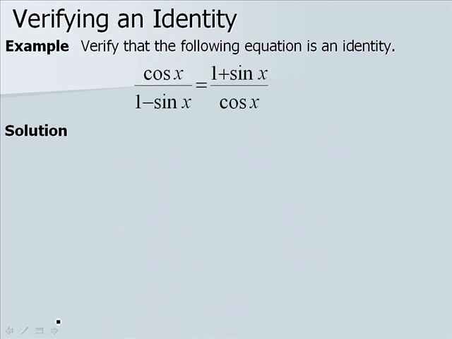Now let's do another example, and this one I want to show how we need to use our algebra. We'll work with our left-hand side here, cosine of x over 1 minus the sine of x, and we want to show that it's equal to 1 plus sine over cosine. So what we'll do is we'll multiply the top and the bottom by 1 plus sine of x.